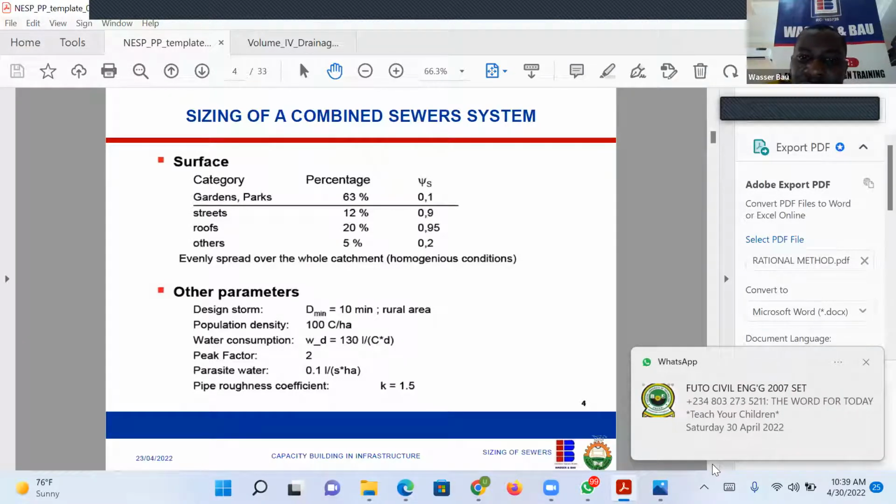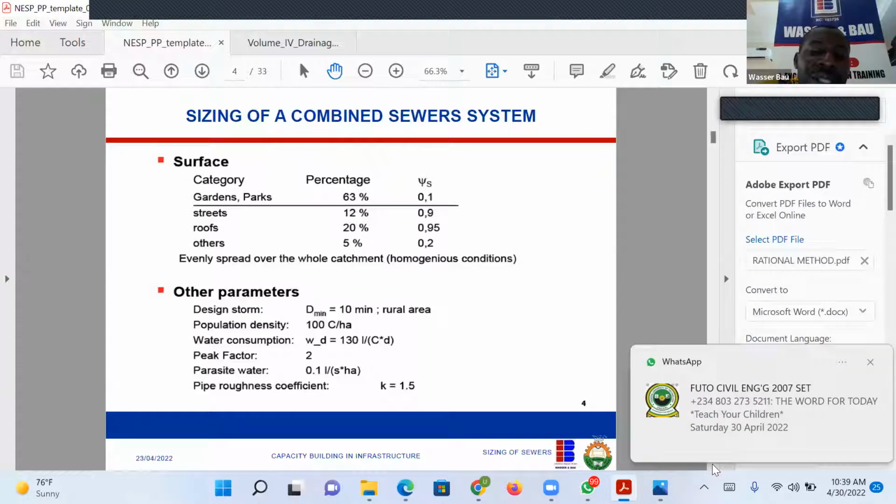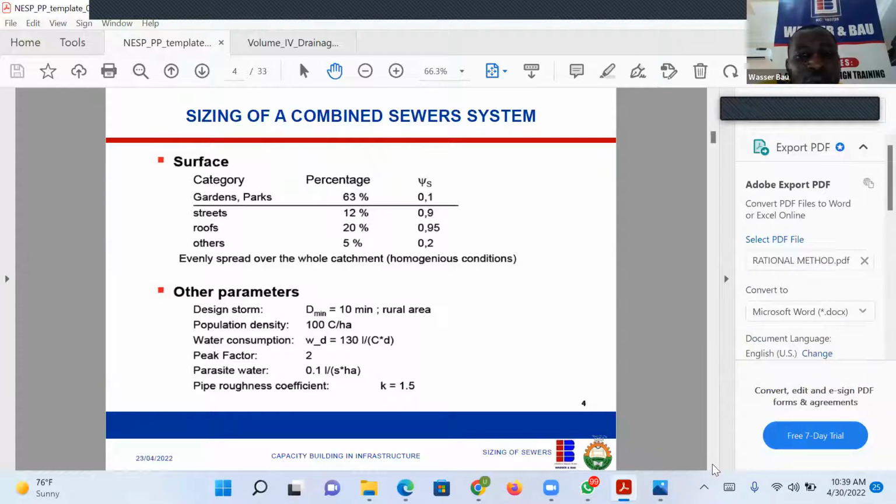Then streets. The streets in that catchment constitute 12% of the total catchment. Garden constitutes 63%. And the streets, because it's a paved or asphalted street, have a runoff coefficient of 0.9. What does it mean again? It means that 90% of the water that falls on it flows into the drain. Only 10% is lost to percolation, if there's ever anything like that. For me, it's around 95% anyway.